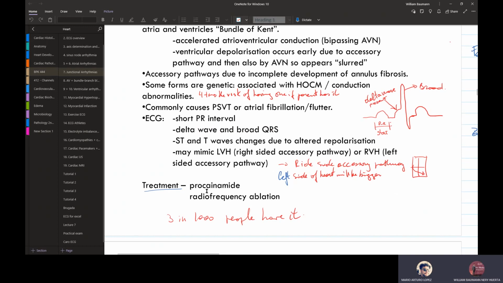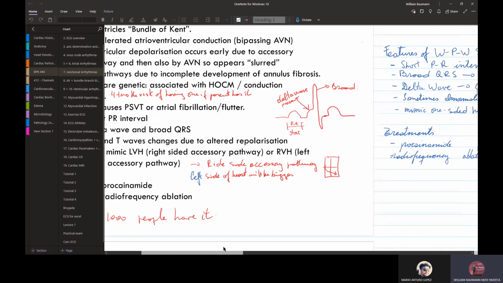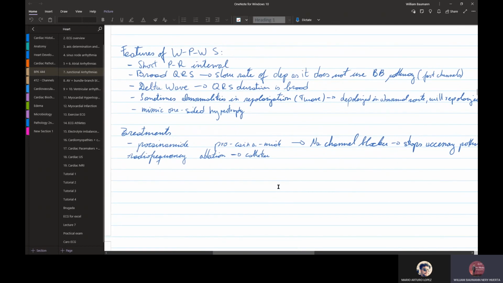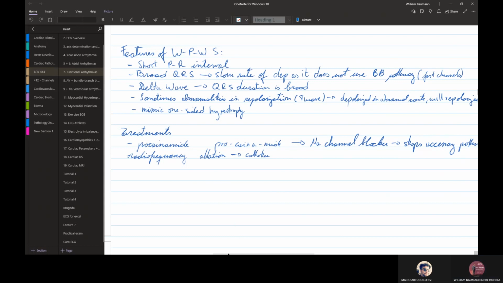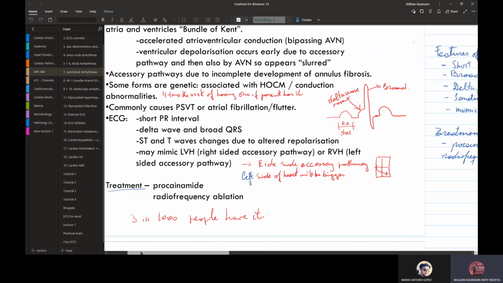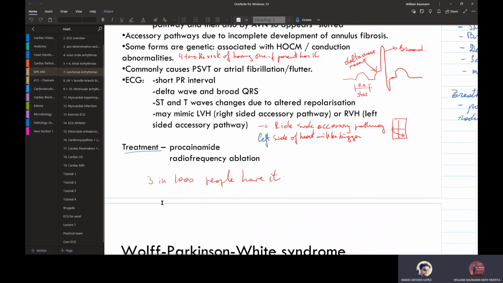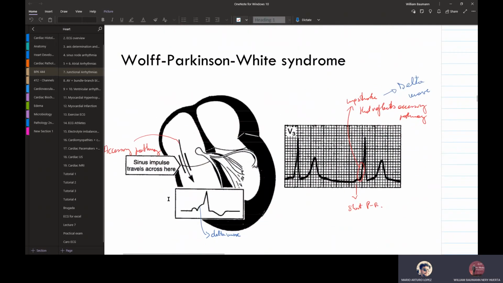It says here that procainamide is the treatment, and 3 in 1,000 people have it. Marcus Ulrich from the San Antonio Spurs was diagnosed with this, and he retired because he was feeling some sort of pain. I don't know if you know him. No. Wait, who was it? What's his name? LaMarcus Ulrich? No? Okay.